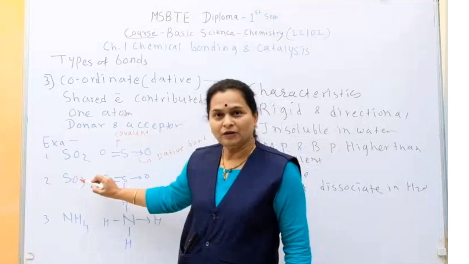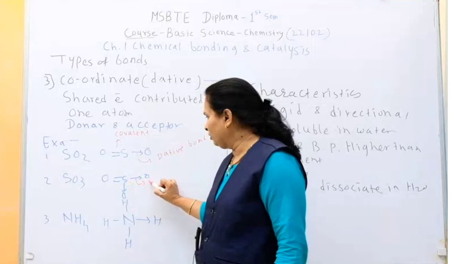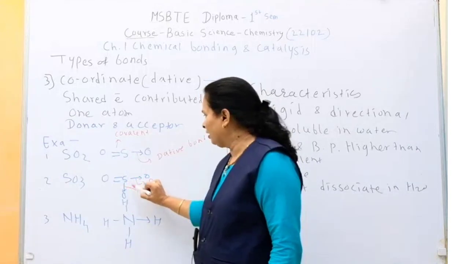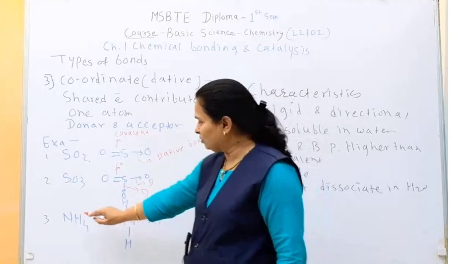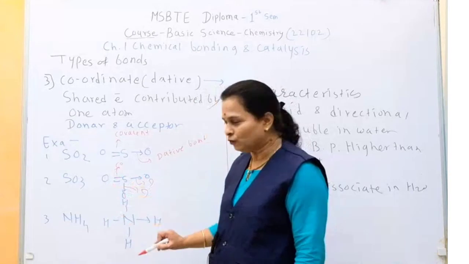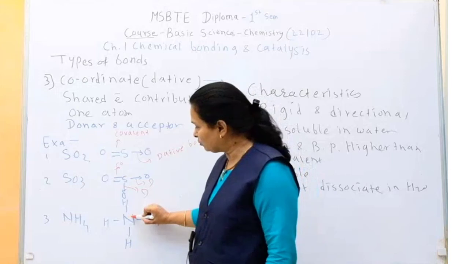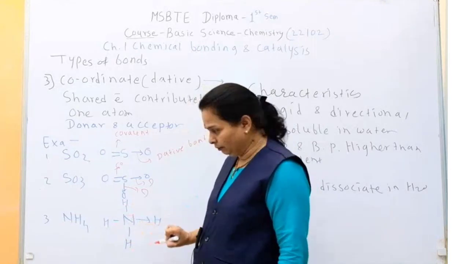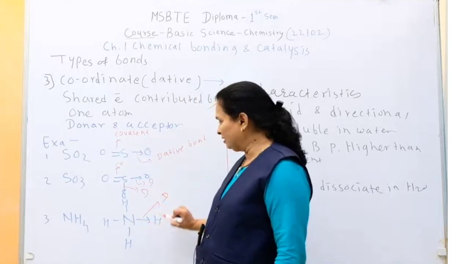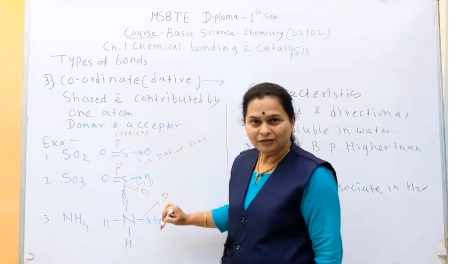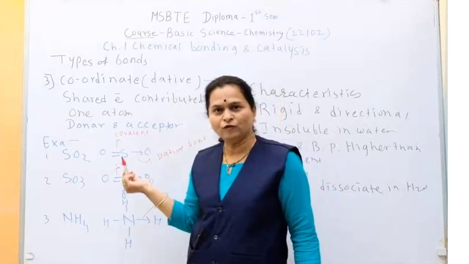Now the second example is sulfur trioxide. In sulfur trioxide, this is the dative bond, this is the dative bond, and this is the covalent bond. Now the third example is formation of the ammonium molecule, that is NH4. In NH4 there is formation of a single covalent bond between nitrogen and 3 hydrogen atoms, while there is formation of a dative bond between nitrogen and this hydrogen atom, which is denoted by a straight arrow. These are the examples of coordinate bond. There are only 3 examples of coordinate bond.